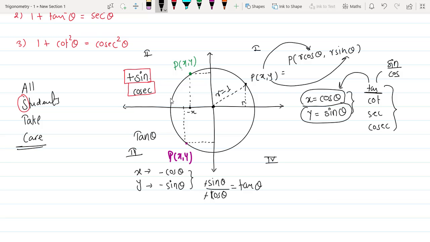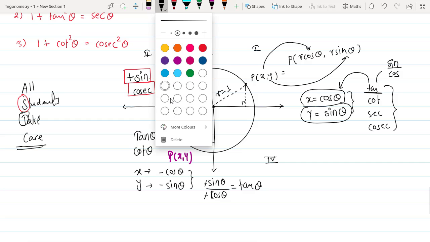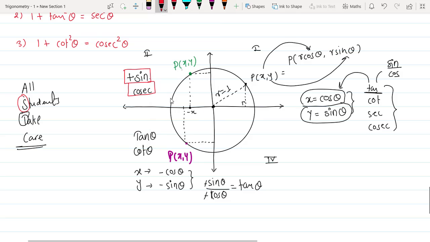If tan is positive, which other function will be positive with it? Cot. See here, in the third quadrant we have tan positive. These two are positive in the third quadrant.